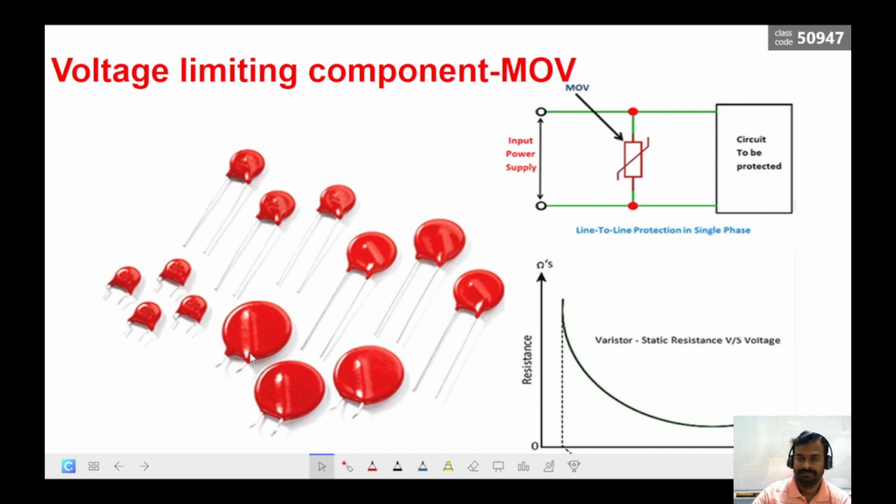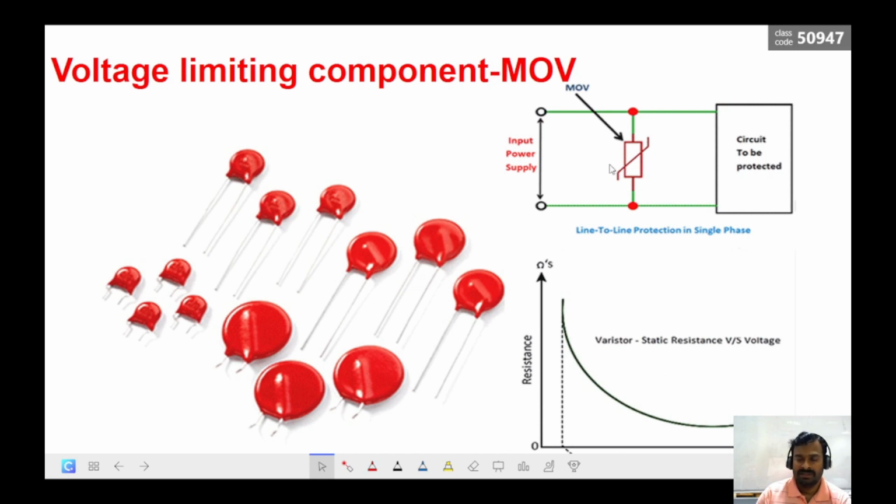I have a surge protective device in my hand. This is a metal oxide varistor which you are seeing on the screen, as well as here in my hand. This is one type of surge protective device, and usually it is connected in parallel to the circuit which has to be protected.